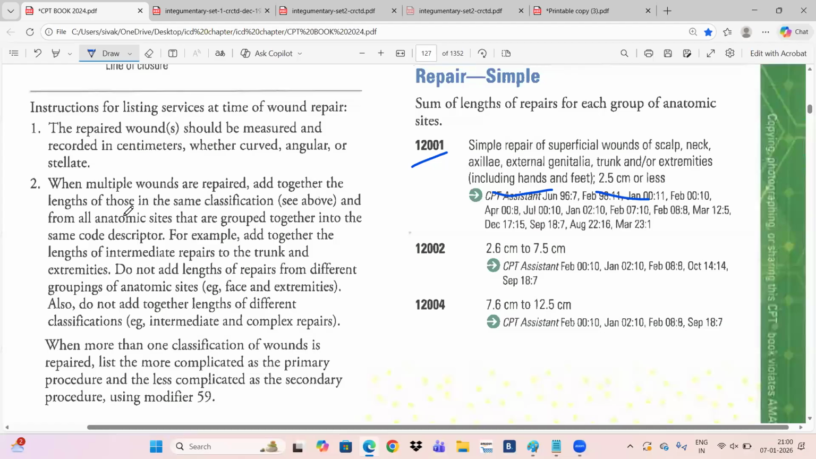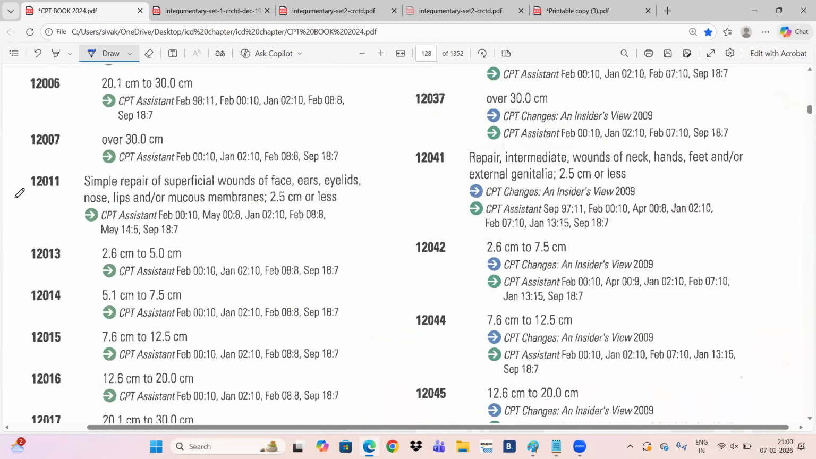So in 12001 they given some body parts, right? Hands and feet. In 12011 also they given some body parts: face, eyes, ears, nose, lips, mucous membrane. 2.5 centimeters or less. Then 2.6 to 5 centimeters, 5.1 to 7.5, 7.6 to 12.5. Clear?